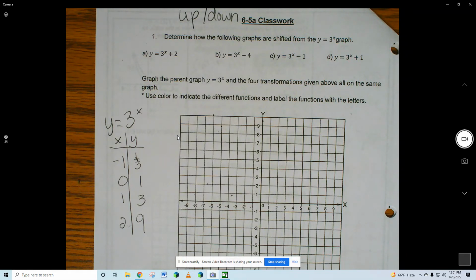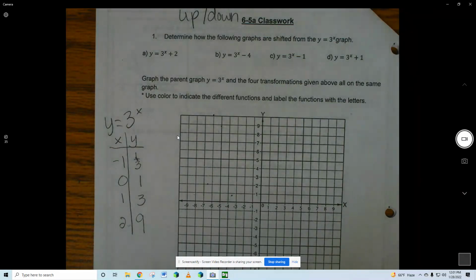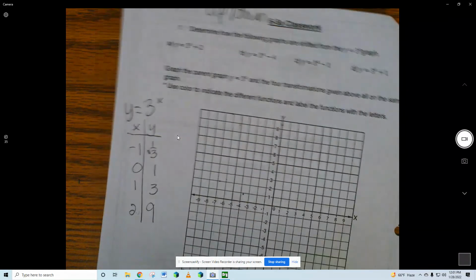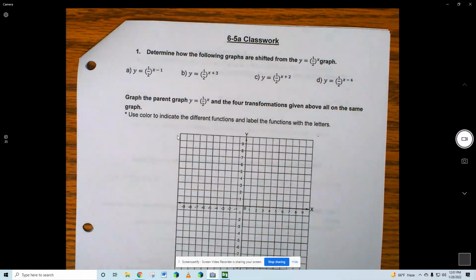I have some colored pencils. Markers are a poor choice. Marker's going to bleed through to the other side, and you don't really want that. Let's go. So you're graphing all 4 of these. These are up-down movements. Can you guys please turn the page? I want to talk to you about the second part of this homework classwork.